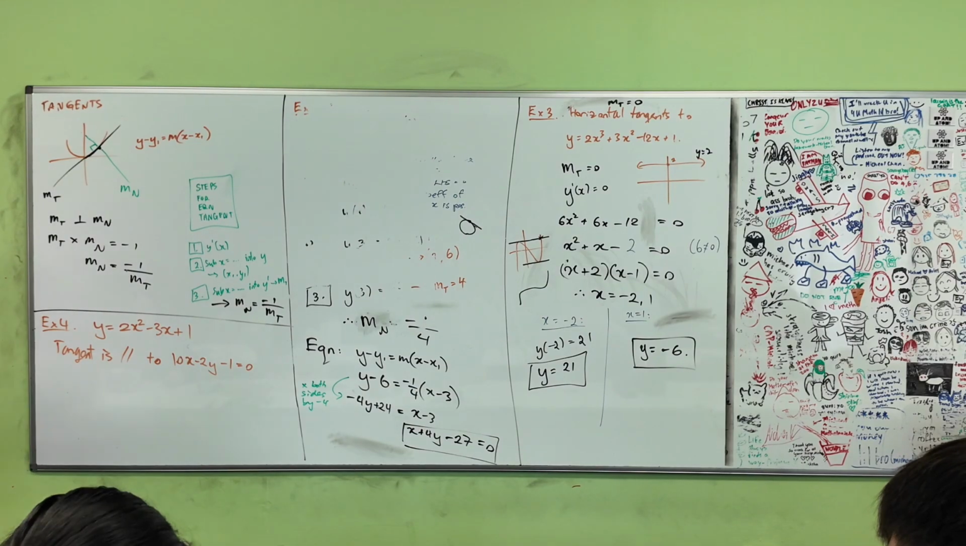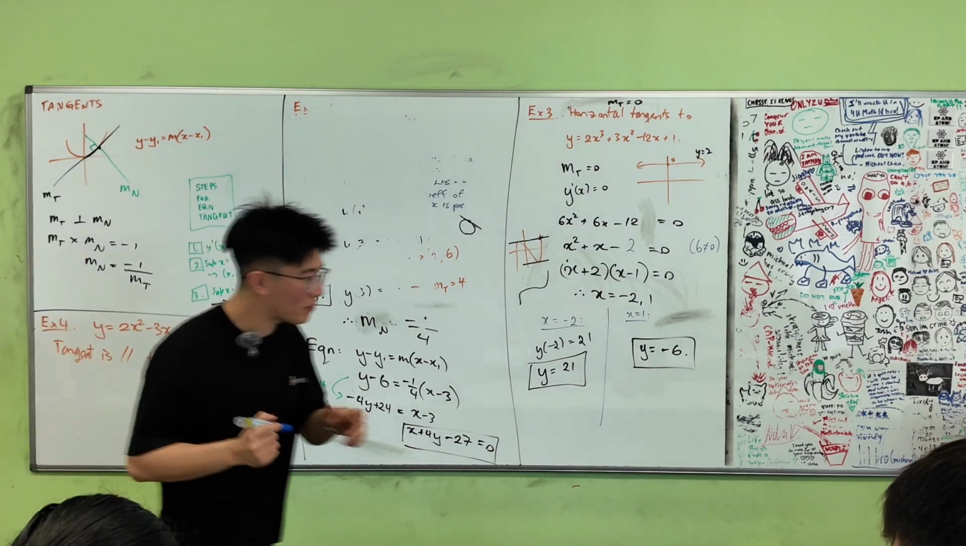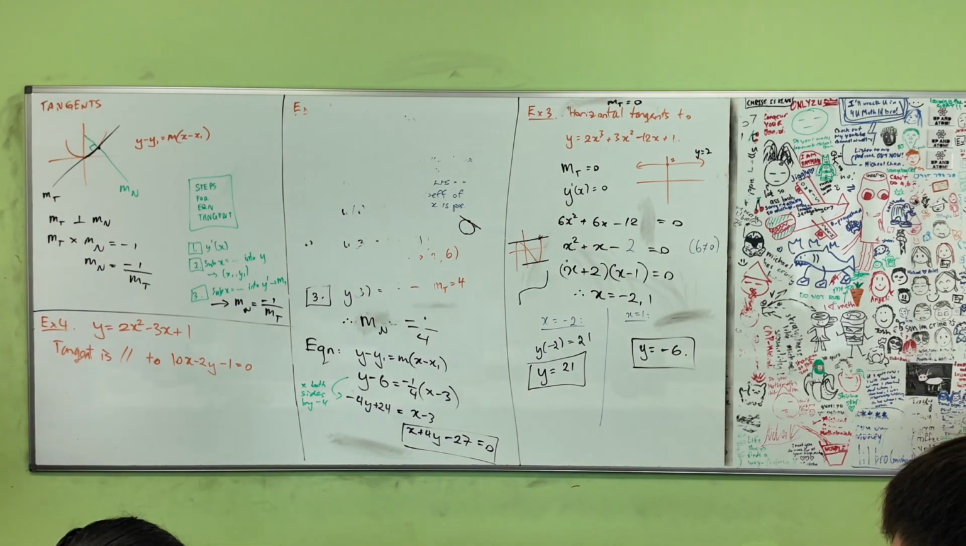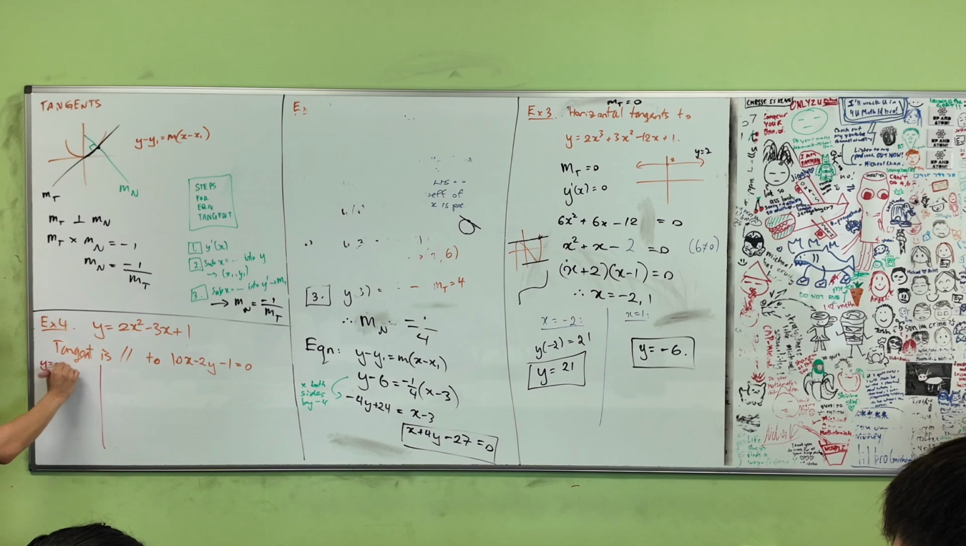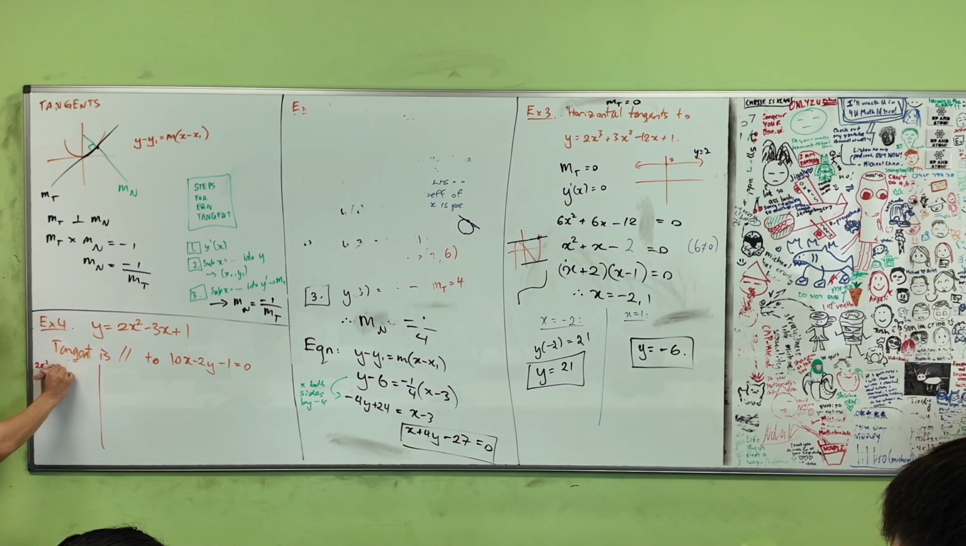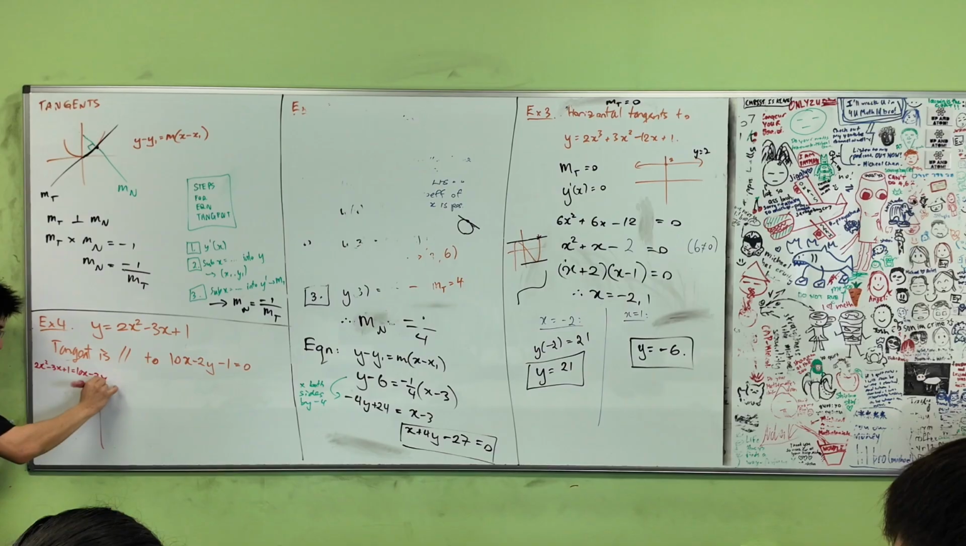Let me quickly write something that people would try, but is incorrect. Here's the curve y equals 2x squared minus 3x plus 1. I can see there's another line here. If I want to find where the line meets the curve, I'll do this. You know what? This is a bit wrong anyway, but here.